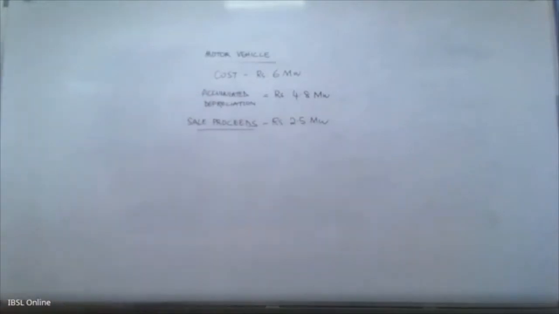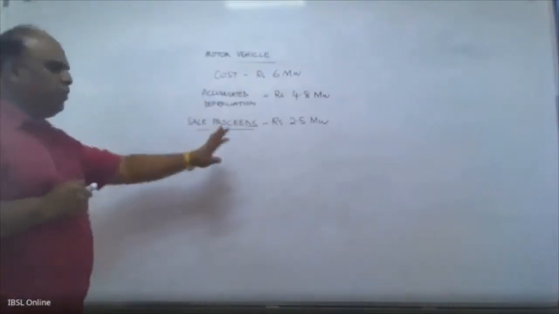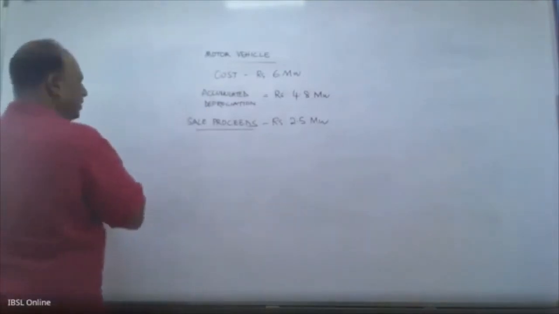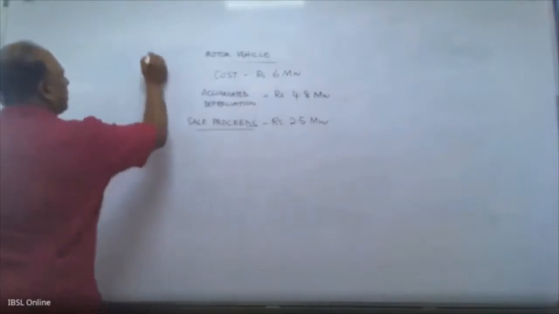Now the question is, how will you account for this in your books? Since this is a disposal, you have to account for it. How will you account for it? Okay, right. So take down this example, then we will look at the accounting.